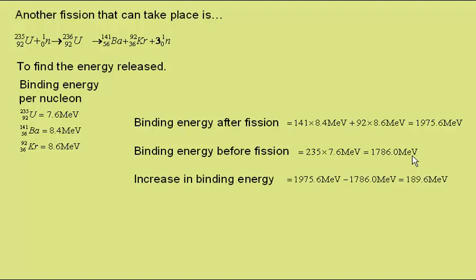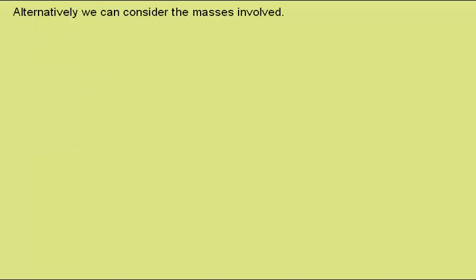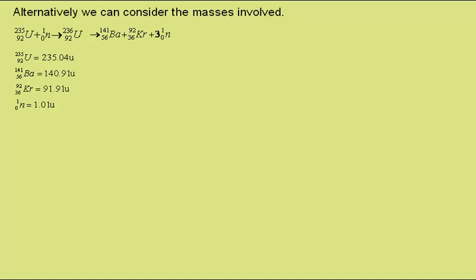The increase in binding energy is given by the final minus the initial, giving an increase of 189.6 megaelectron volts. So the energy released is 190 MeV to 2 significant figures. Alternatively, we can consider the masses involved. So here's the fission again, and the masses of the particles involved in atomic mass units.